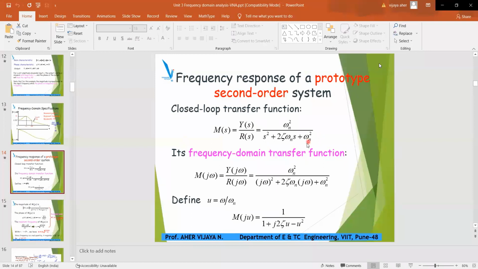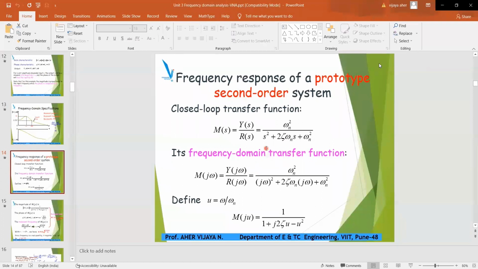Now, what is this omega n? Omega n is nothing but the natural frequency, and this zeta is nothing but the damping ratio or damping factor. Depending on this omega n and zeta, there are 3-4 types of second order system, depending on the damping factor. So you have to remember this equation for second order system. Again, you are supposed to write and remember this equation.